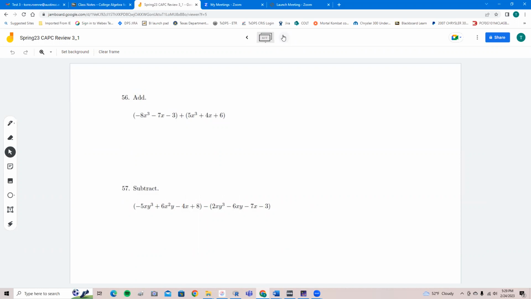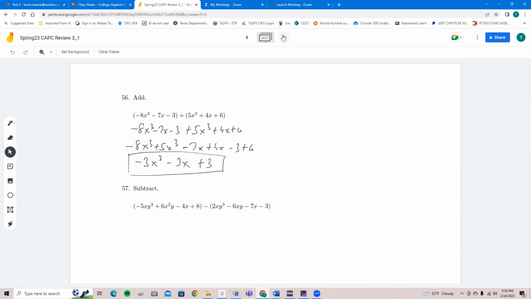56 really, again, addition. Again, you can think of it as without the parentheses. Minus 3 plus 5x cubed plus 4x plus 6. Collect the like terms, so that's going to be negative 8x cubed plus 5x cubed, and you can have minus 7x plus 4x, and you have minus 3 plus 6. So negative 8 and 5, that's negative 3, and then carry the x cubed along. Negative 7 and 4, that's negative 3, but this time x, and then negative 3 and 6 is positive 3. That's it. We just added them together. This is the polynomial we get.